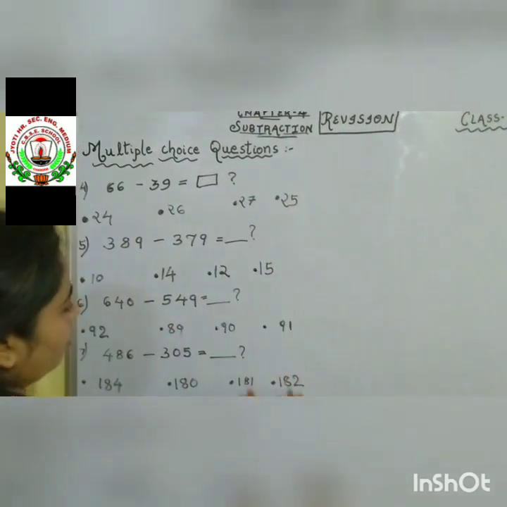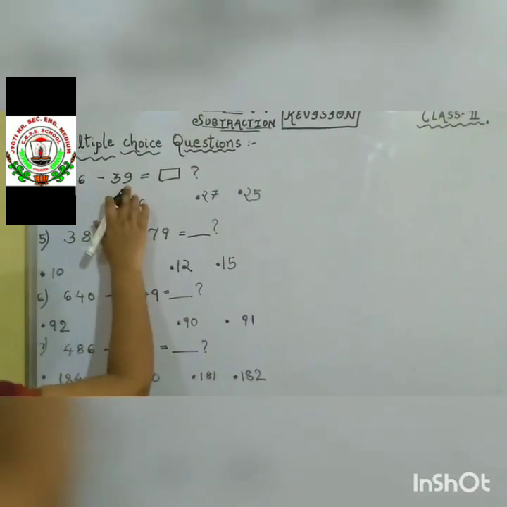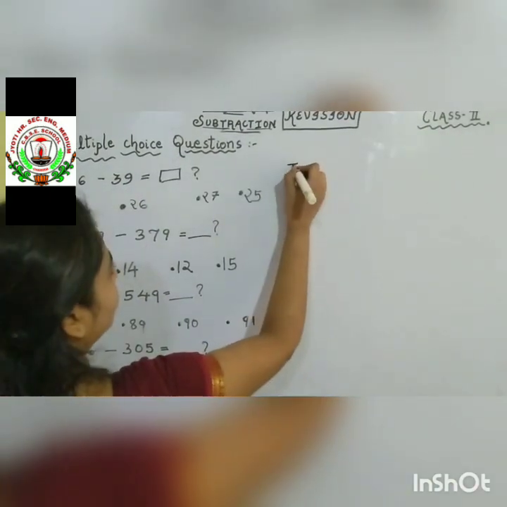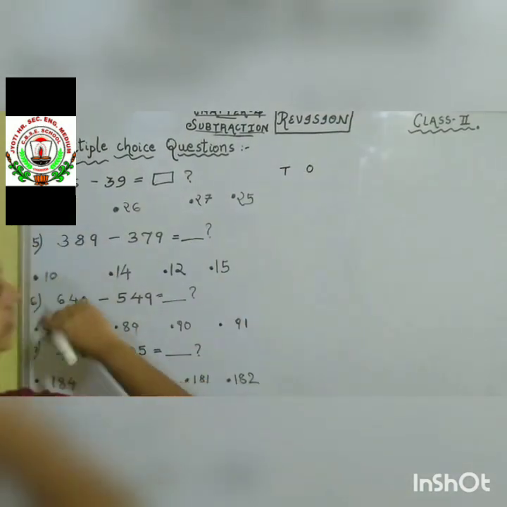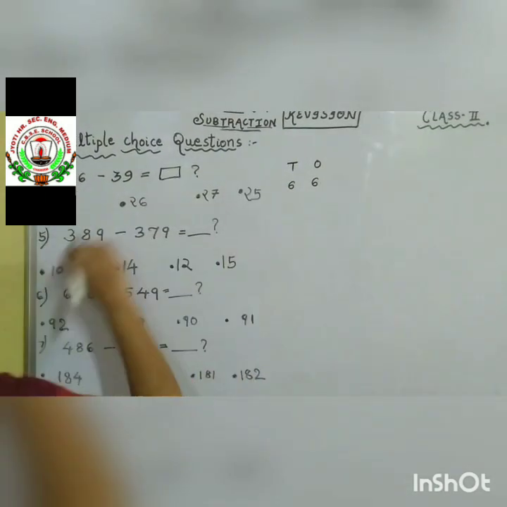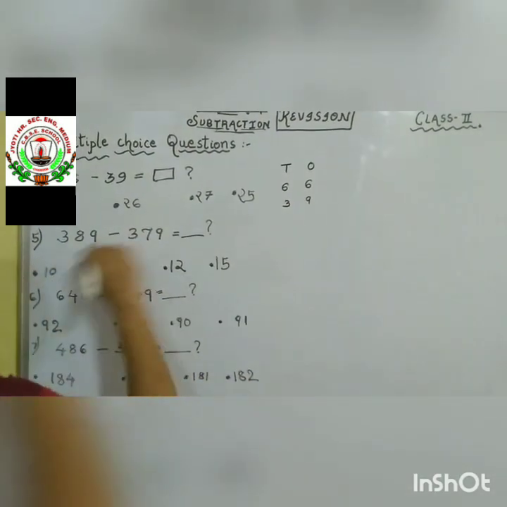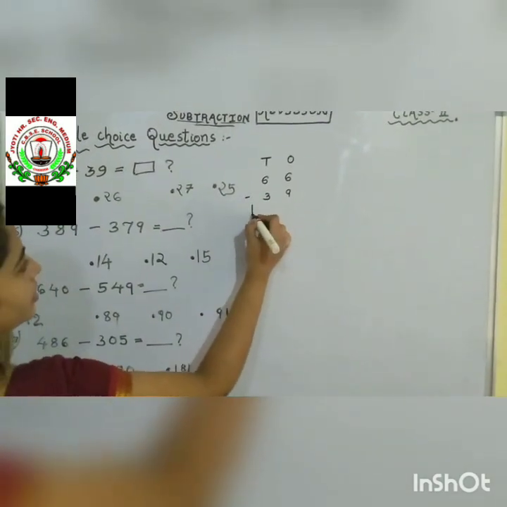Let us do some more questions. Our fourth question is 66 minus 39. Children, put tens and ones like this. Our first number is 66, 6, 6. Then the next number is 39, 9, 3, like this. Then put the subtraction sign.